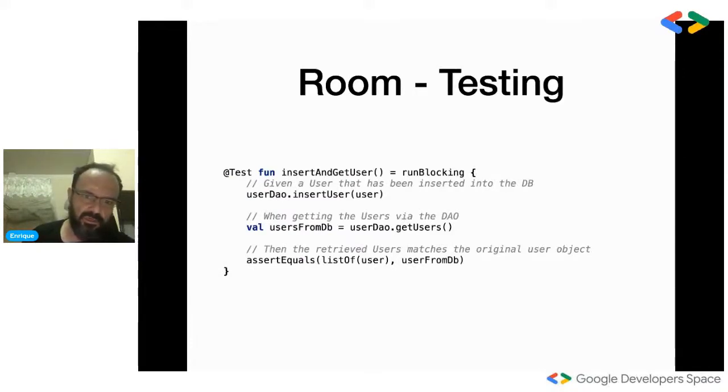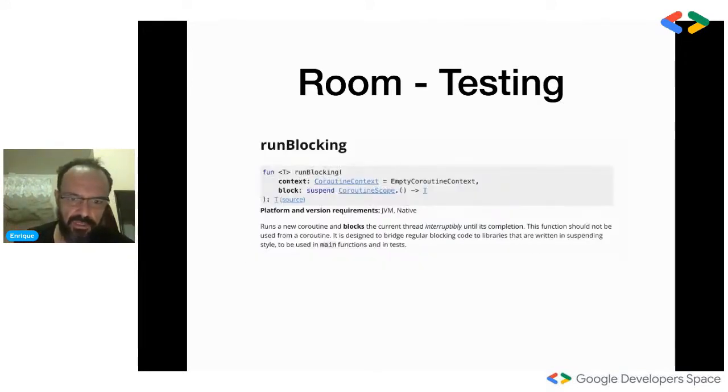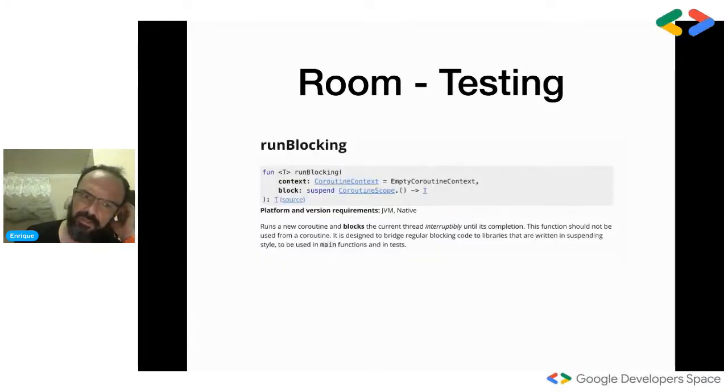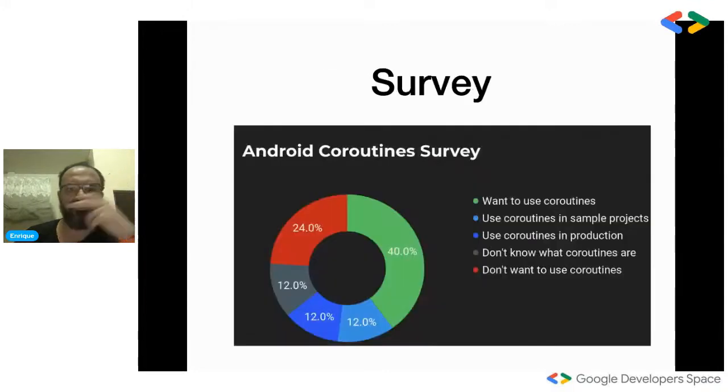Testing is super easy with Room also. We just need to use this runBlocking function from here, and we will be testing our DAOs or our functionality. Regarding this theme of runBlocking, it is a function that blocks until it has been completed. The documentation says it should not be used from a coroutine, but it's actually used in code examples from Google. So I would say running tests is probably okay, right? If you block the test runner or your CI while a test is executing, it's probably fine and acceptable. But definitely not for real users.